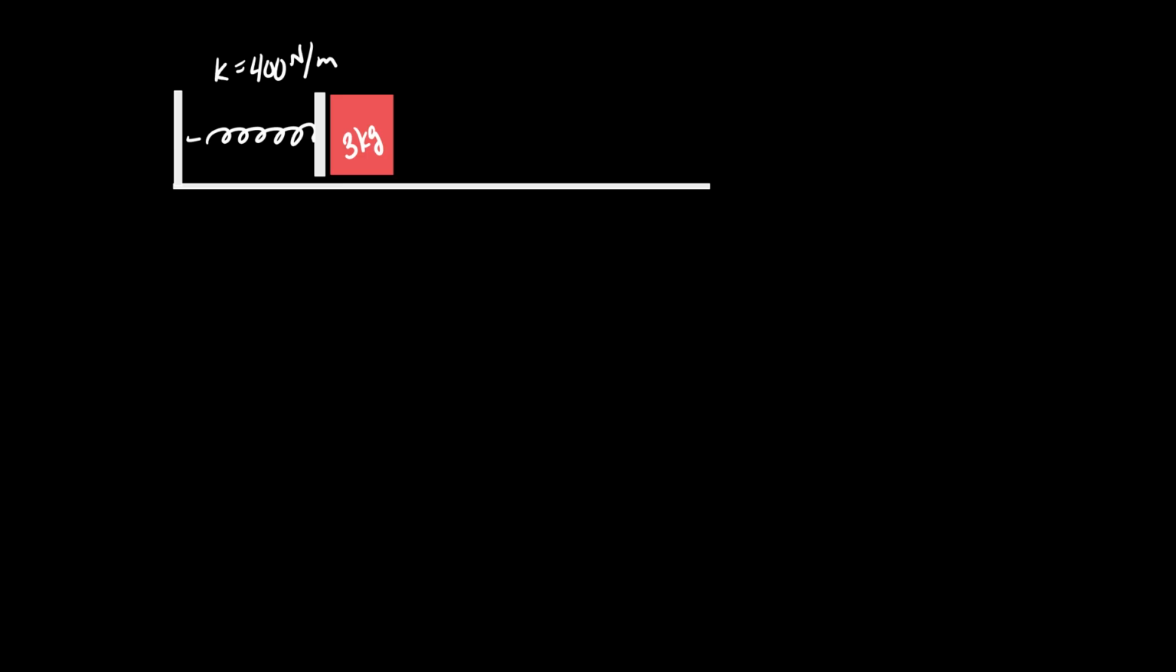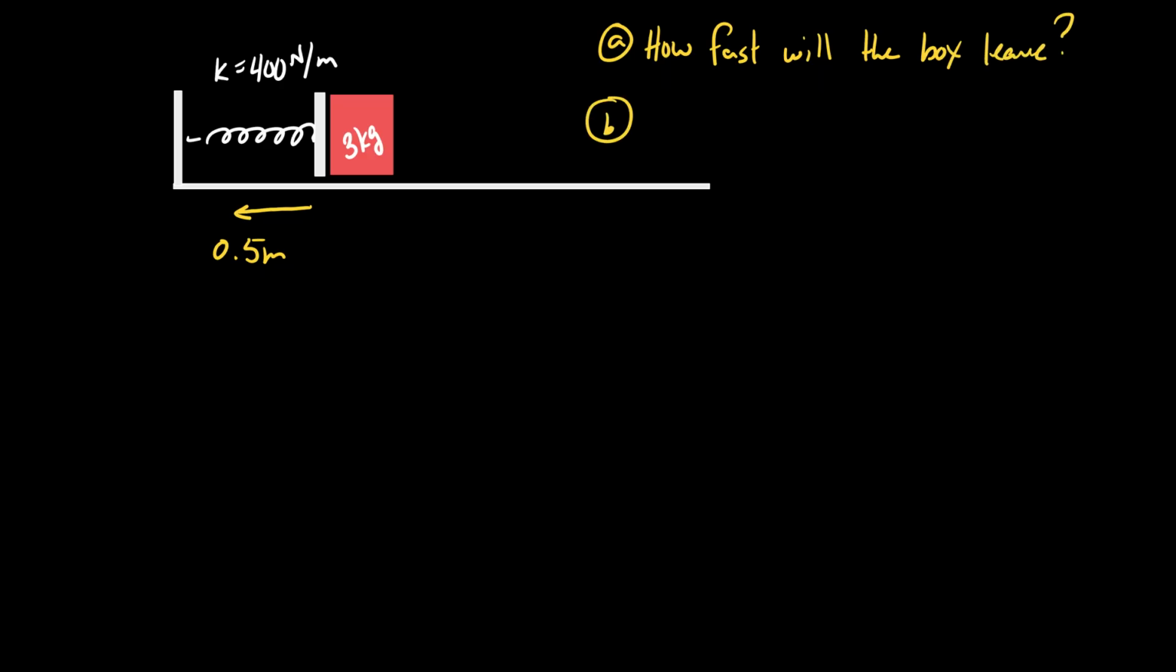All right, so I have a little spring launcher for my box. I'm going to pull the box back against the spring launcher 0.5 meters. Then I'm going to let it go. So question A, how fast will the box leave? Question B, how long does the launch take?